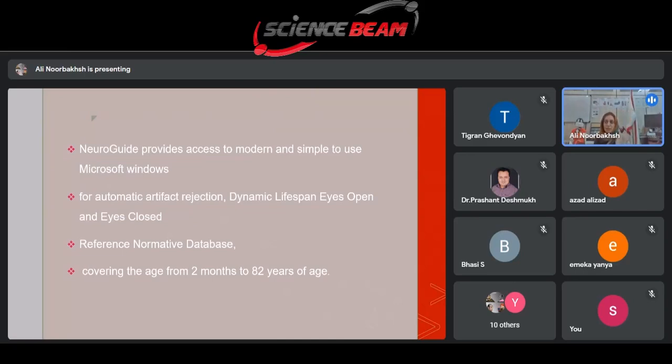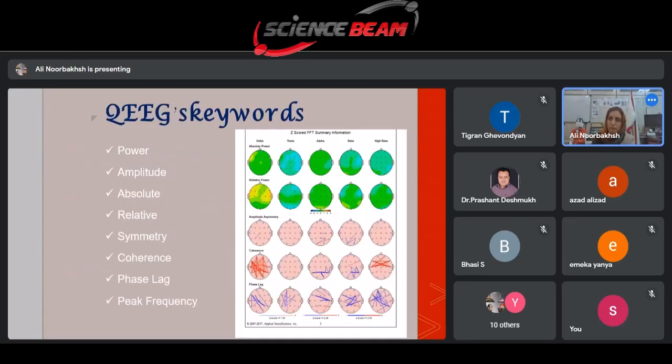NeuroGuide provides access to a modern and simple to use Microsoft Windows program for automatic artifact rejection, dynamic lifespan, eyes open and eyes closed, and a reference normative database covering the age from 2 months to 82 years. QEEG keywords: power, amplitude, absolute, relative, symmetry, coherence, phase lag, and peak frequency.